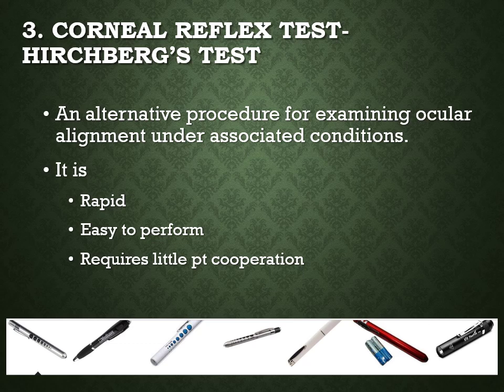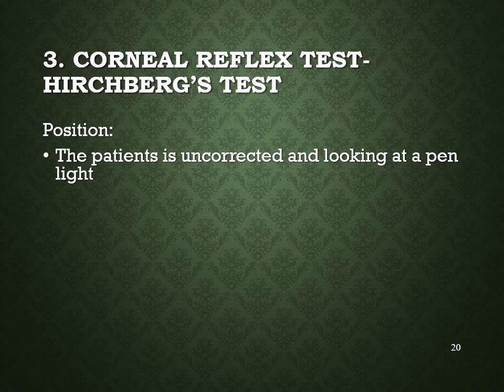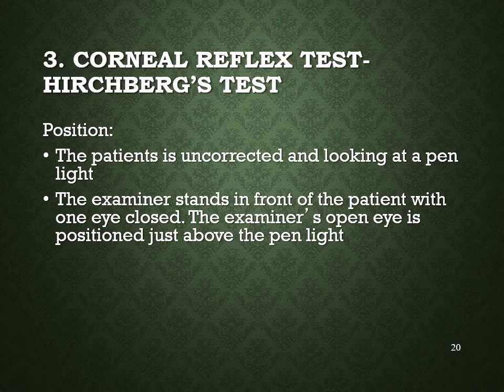For the equipment, we need a pen light and an occluder. For the setup, the patient needs to remove his glasses and the examiner holds the pen light in front of the patient. For the position, the patient is uncorrected and looking at the pen light, and the examiner stands in front of the patient with one eye closed. The examiner's open eye is positioned just above the pen light. The room must have moderate illumination.